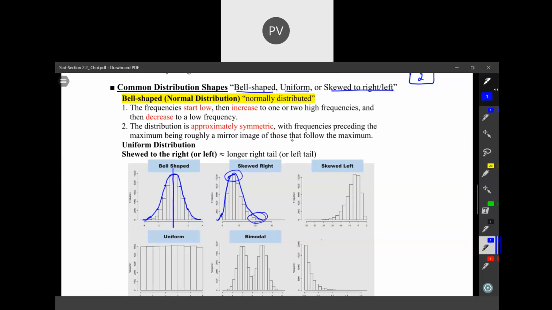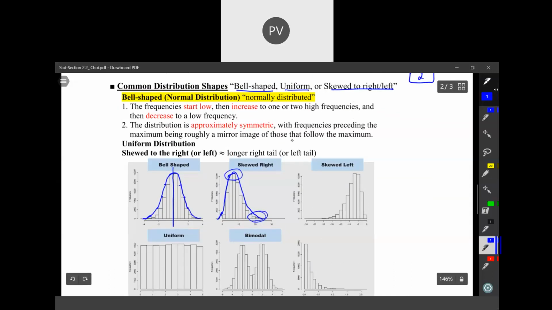Skewed left is similar to this shape, where it starts from the lowest point and, rather than decreasing, it increases. So that is called skewed left.